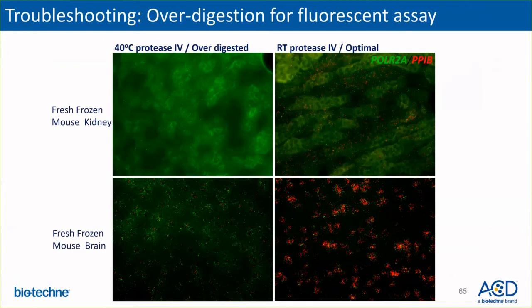Similarly, as shown in the bottom panels, with adequately treated fresh frozen mouse brain samples, there is no background, and you can observe beautiful punctate signal with tissue. And with tissue over-digestion, you see an increase in background and decrease in signal.